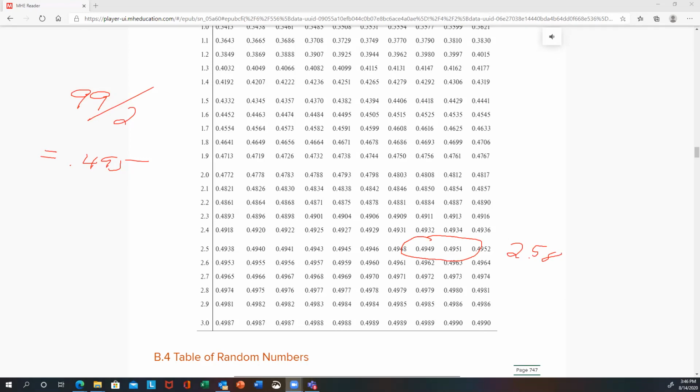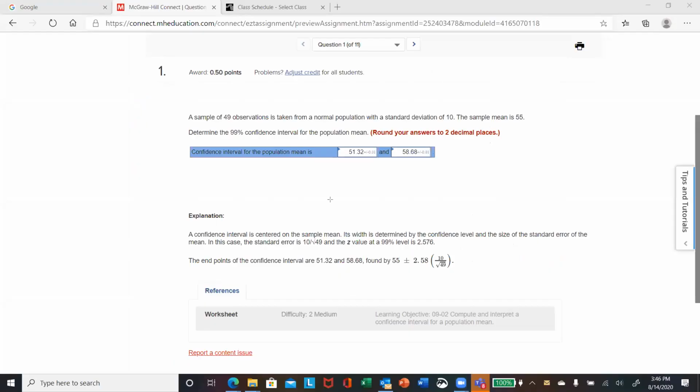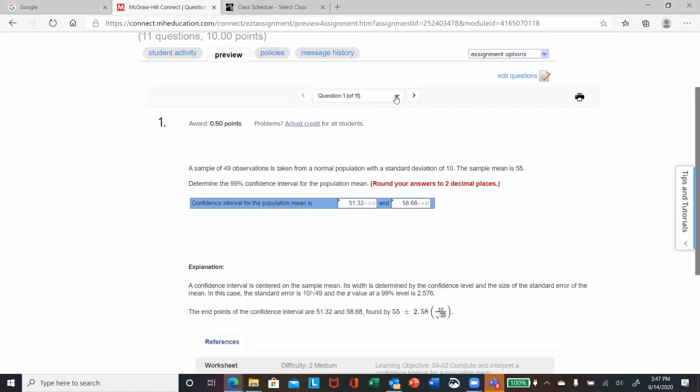Let me go back and show you the calculation. The calculation is right here. The sample mean is 55 plus or minus 2.58 based on the 99% interval. That's how they got that, multiplied by 10, which is sigma, over the square root of 49. That's going to give you your margin of error. You add and subtract this margin of error from 55. You get about 51.32, and then you get 58.68. That's going to be your interval. All right, so that is my comments for number 1.